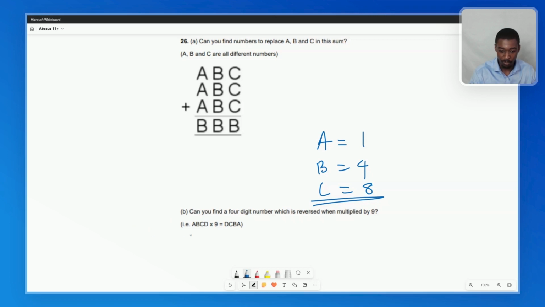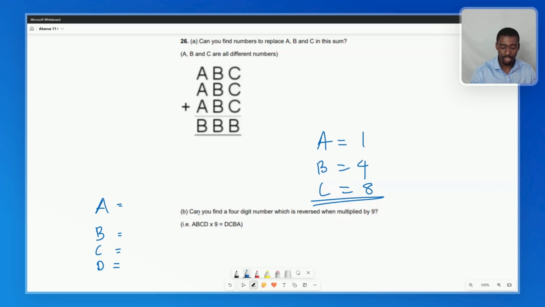For this question, we're asked to find a 4-digit number which is reversed when multiplied by 9. Here we're showing the example of what has to happen. If the number is A, B, C, D, when we multiply that number by 9, the result should be D, C, B, A. So let's first of all just put A, B, C, D here on the left. These are the values we're going to have to work out, these letters.